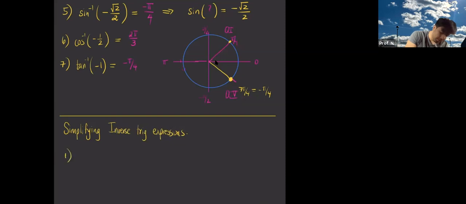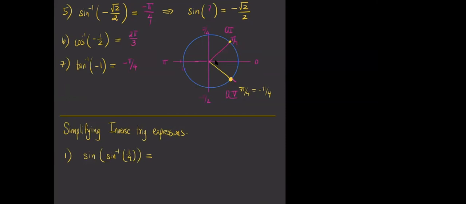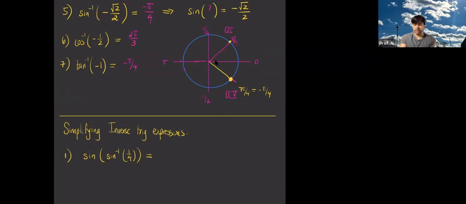So here we go. What's sine of sine inverse of 1/4? This goes back to that property of inverse functions that we talked about, that last property, right? If I'm applying inverses to one another, what happens to those functions when you apply one inverse to the other? They cancel out.